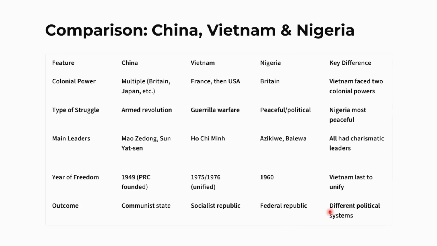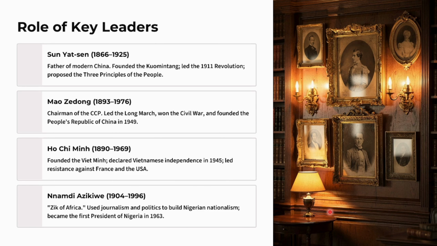So if you want, you can take a screenshot of this one. Okay. Then role of key leaders. Sun Yat-sen, 1866-1926, father of modern China, founded the Kuomintang, led the 1911 revolution, and proposed the Three Principles of the People. Mao Zedong, 1893-1976, chairman of the Chinese Communist Party, led the Long March, won the Civil War, and founded the People's Republic of China in 1949.